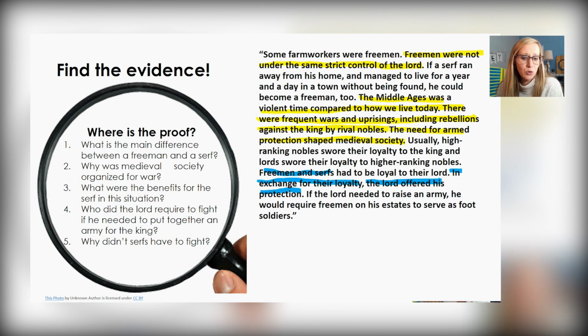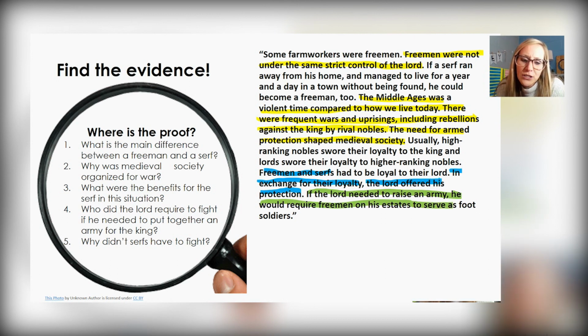In addition, who did the lord require to fight if he needed to put together an army for the king? Think about that. Who did the lord require to fight if he needed to put together an army? Well, here in the text I can see it says if the lord needed to raise an army, he would require footmen on his estates to serve.